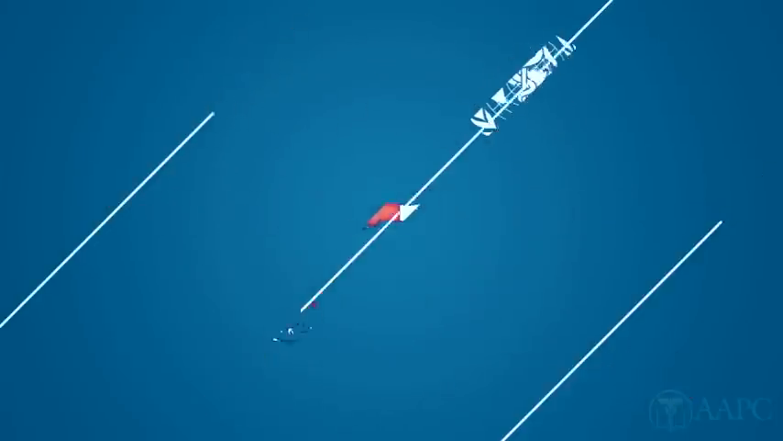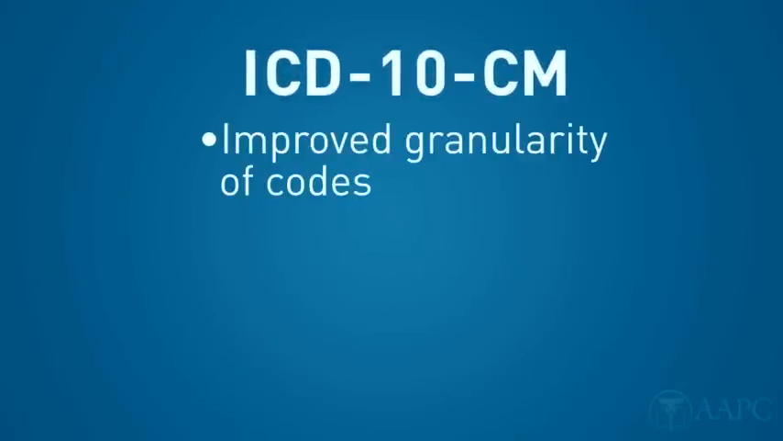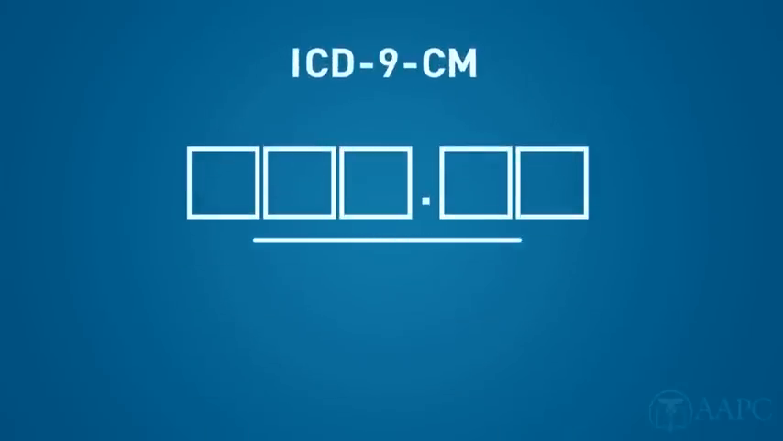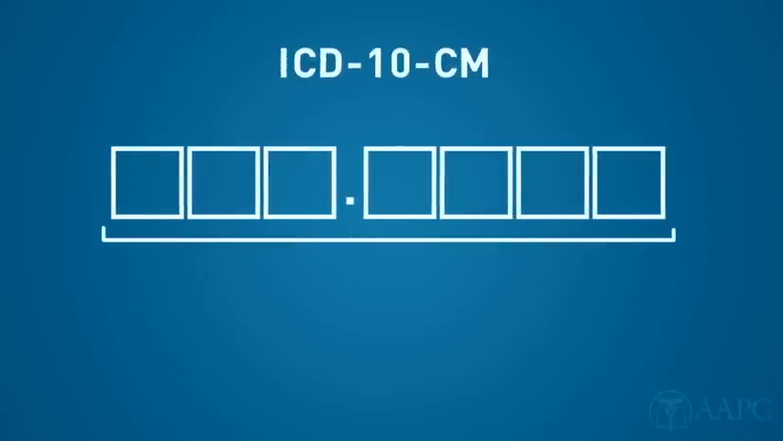The ICD-10-CM code set provides improved granularity of the codes. This means that the documentation you provide will be almost directly translated into these codes, allowing much greater levels of detail, including anatomy and pathophysiology for a particular patient. As you will see, this has been achieved by extending the codes from a maximum of 5 characters, as in ICD-9-CM, to a maximum of 7 characters.